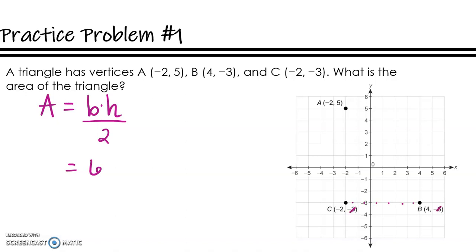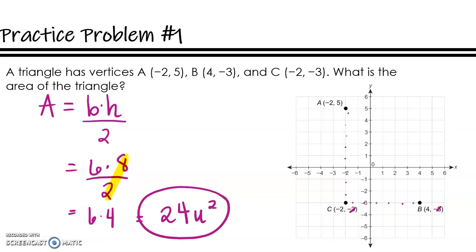their x values are in different quadrants. 2 plus 4 is 6, so either way you can find that. And then the height: this is 5 above, this is 3 below, so they're 8 units away from each other. You can also count 1, 2, 3, 4, 5, 6, 7, 8. I'm going to divide 8 by 2 first, which is 4, so I'm doing 6 times 4, and my value is 24, and that's just going to be units squared. So there's my answer.